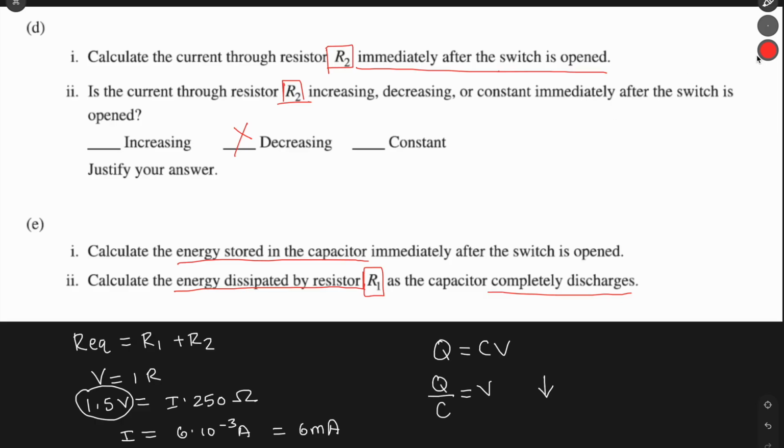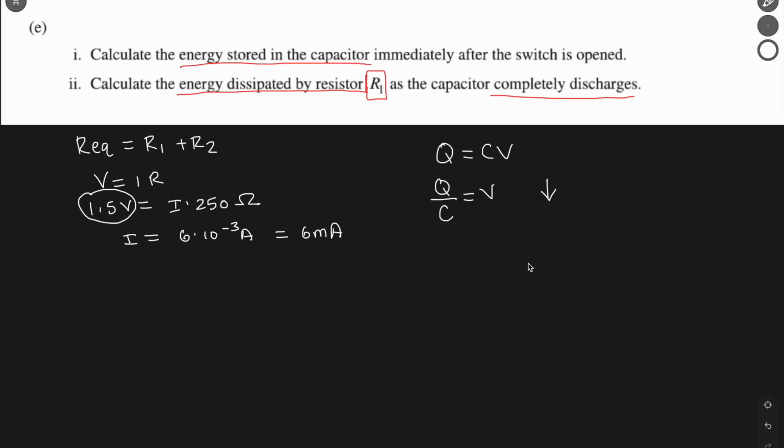For part E, we want to calculate the energy stored in the capacitor right after the switch is opened, and also calculate the energy dissipated by the resistor R1 as the capacitor discharges. For energy stored in the capacitor, this is purely based off of the formula, which is E equals 1/2 CV squared. Really no way of getting around this question, at least not that I know of, without knowing the formula. So we just plug in our values for that.